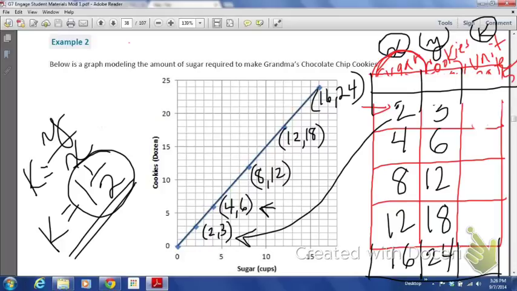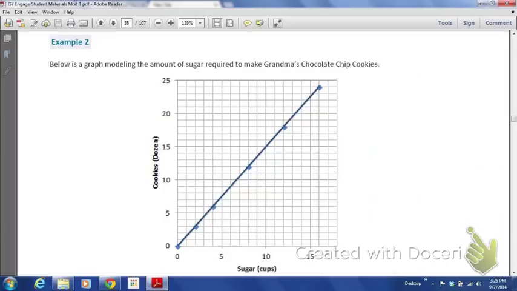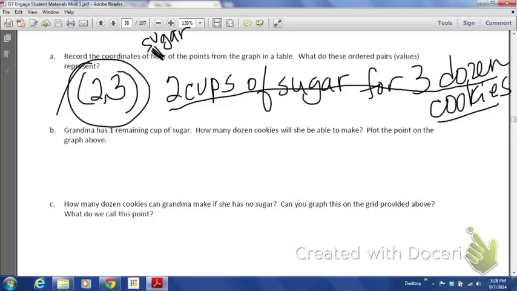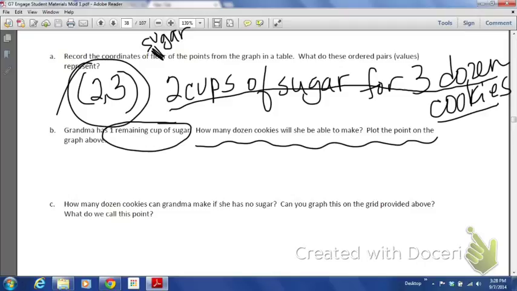Okay, 2, 3. Then we would have 1 cup of sugar. We would have 1.5 dozen cookies. Okay, 1.5 dozen cookies. So that right there answers this question. Grandma has 1 remaining cup of sugar. How many dozen cookies will she be able to make? And that would be 1 1/2.